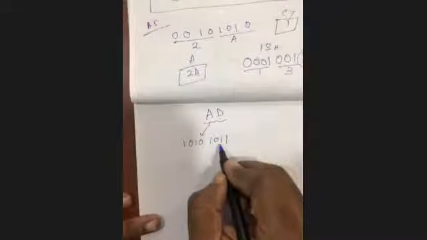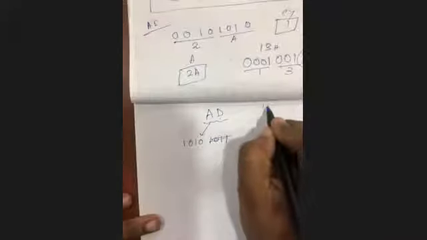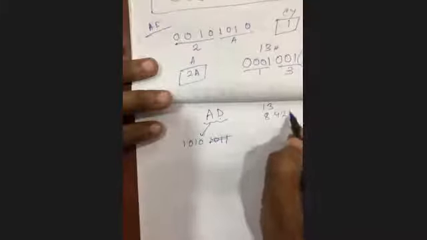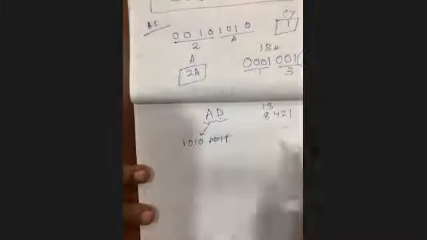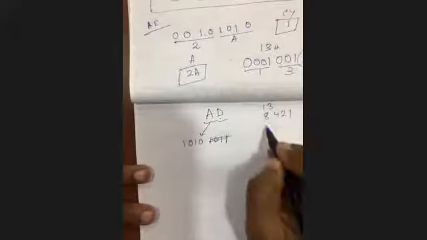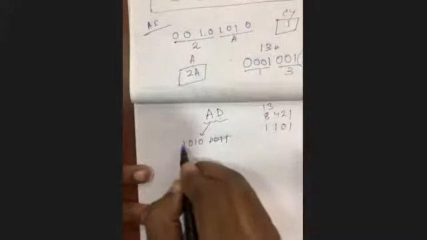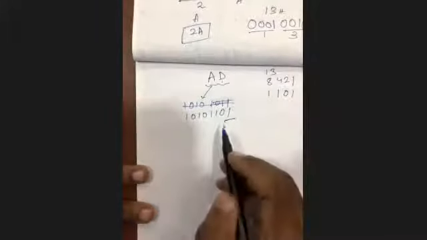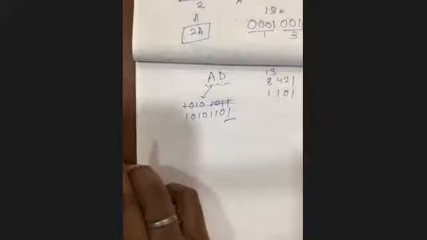No, D means 13. 13 means 1101. 8 4 2 1: what does 13 mean? 13 means 8 plus 4 is 12, plus 1 is 13, so 1101. So the number is like 1010 1101. So the last bit is 1, and last bit 1 means it's an odd number. Is it clear? Yes, sir.